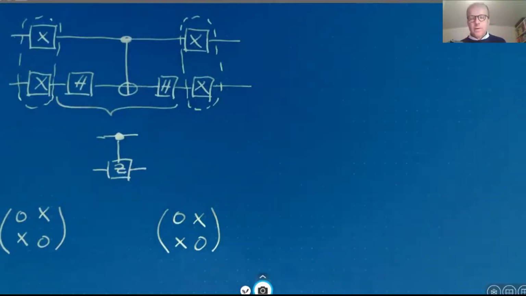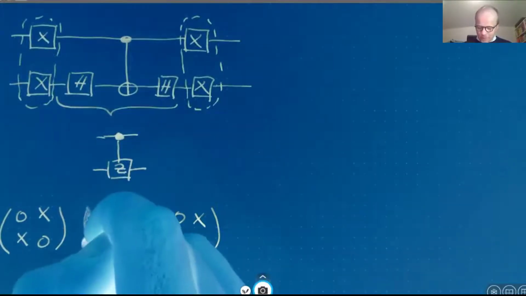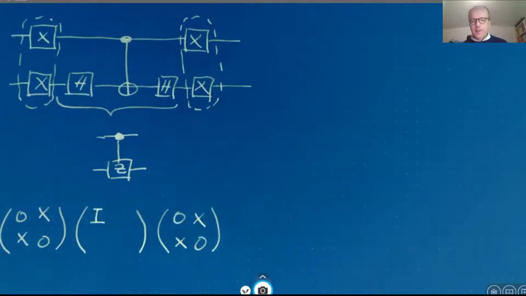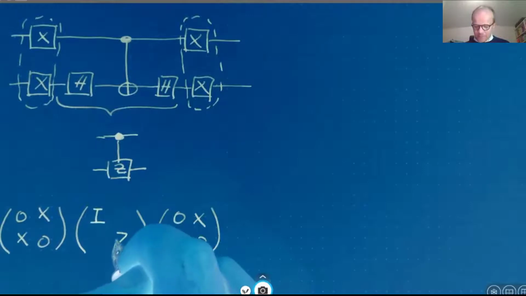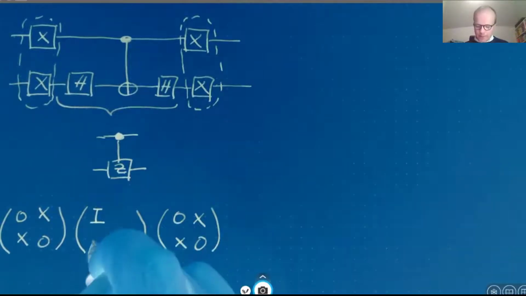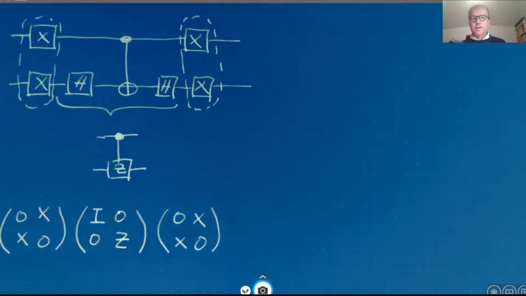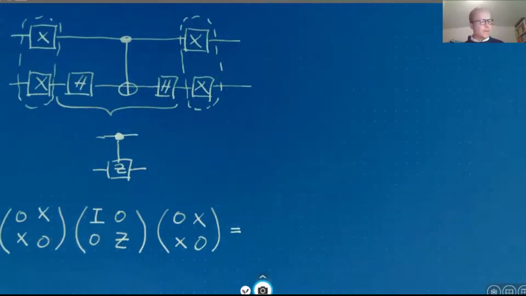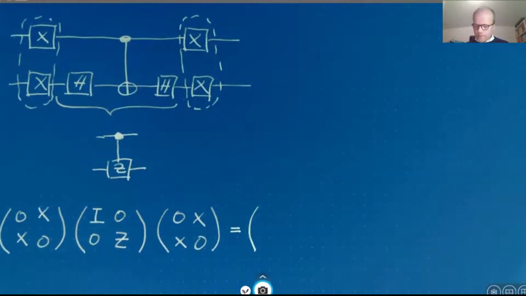Now, in the middle, we have a controlled Pauli Z, and such a controlled operation is described by a matrix where in the upper left you have a 2 by 2 unit matrix, and here you have the Pauli Z, and the off diagonals are 0. So this is the action of the circuit in terms of matrices in the standard basis. And when you multiply these matrices, then you obtain this form.